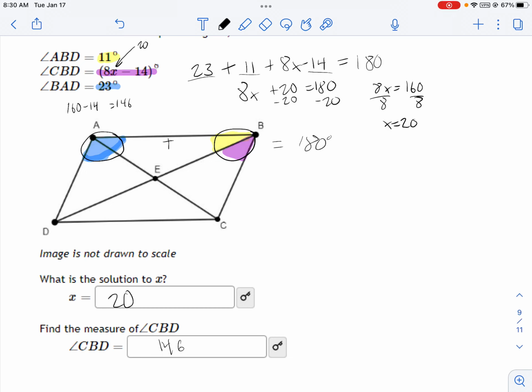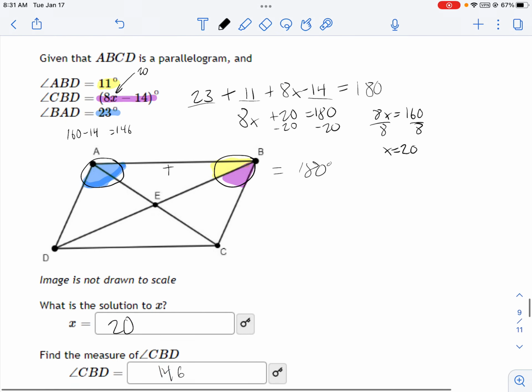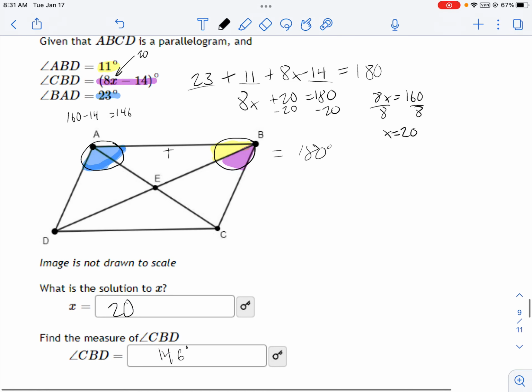Because we plugged it into CBD. If it asked what ABD was, you already know that. That's 11. You would put 11 in the blank. But that's kind of a moot question. It'll usually be wherever your x was for that one. Now you don't have to worry about putting the degree symbol in there. It'll assume that you already have the degree symbol. So you only have to put the 146 in. But it is technically 146 degrees.